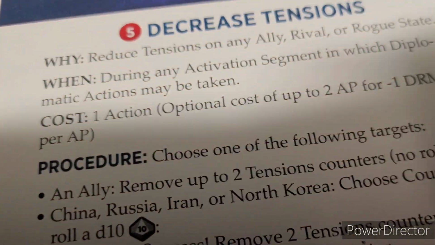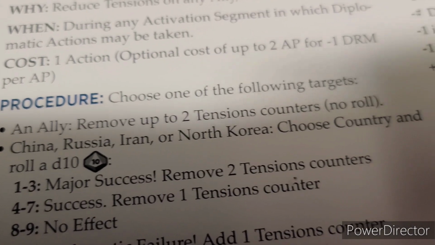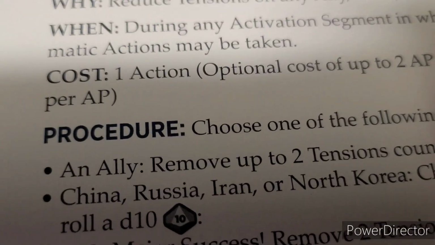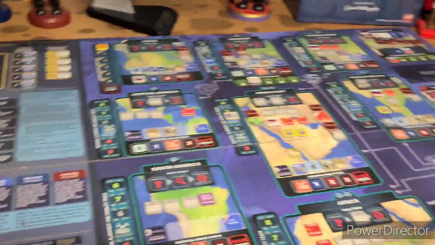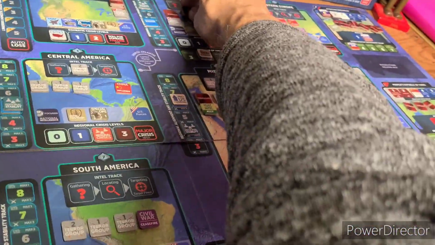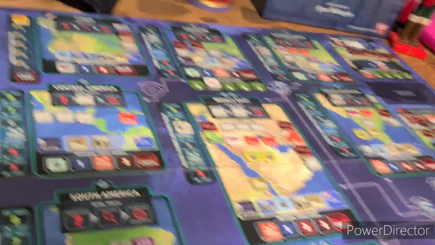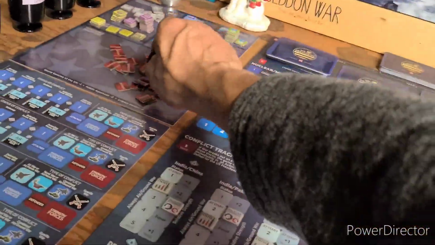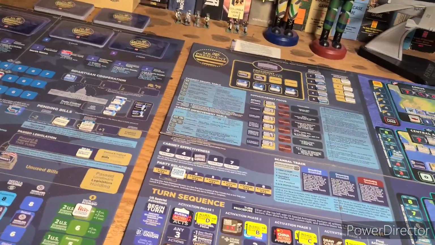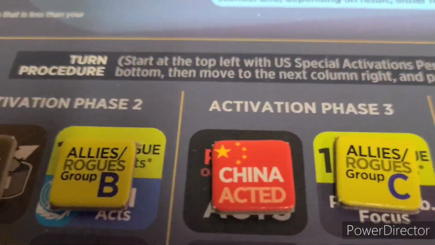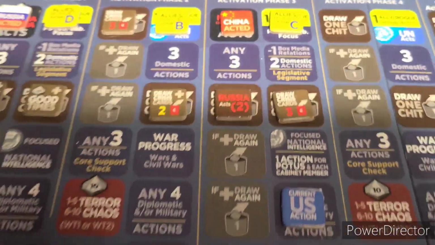I like that automatic. Decrease tensions on an ally. So we will remove 2 counters. An ally, remove the 2 tension counters from an ally with no roll. So we're going back to the well over here with NATO. We'll take off their 2. They only got 1 counter on there. So that was definitely successful. Wow. What a godsend to have that activation to come on up. So it'll take care of my last action and the last action of activation phase 3 of year number 2.